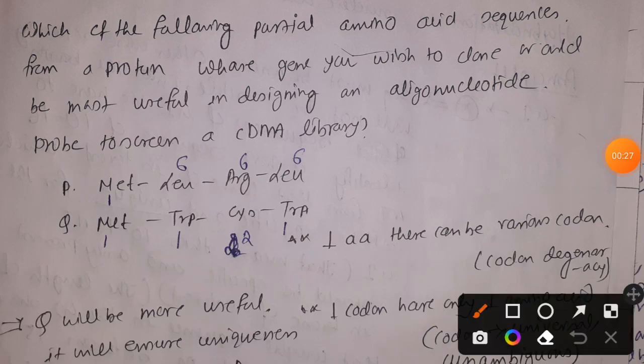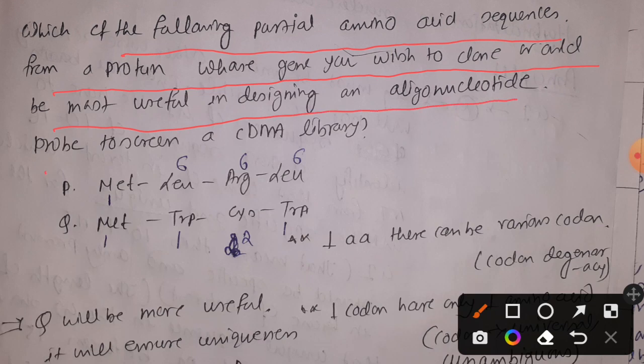Which of the following partial amino acid sequences from a protein whose gene you wish to clone would be most useful in designing an oligonucleotide probe to screen a cDNA library? Again, which of the following partial amino acid sequences from a protein whose gene you wish to clone would be most useful in designing an oligonucleotide probe to screen a cDNA library?